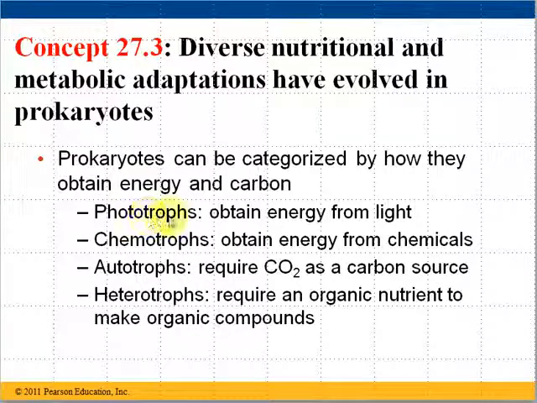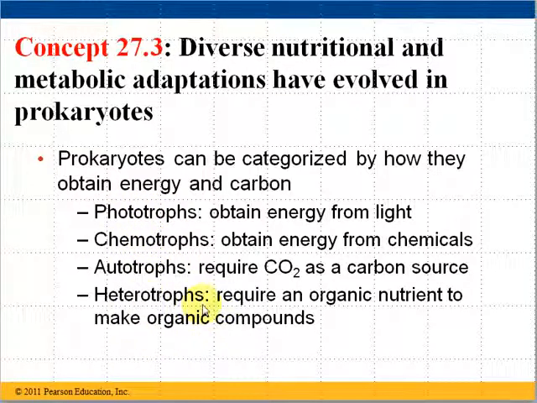So, for example, in the larger land plant and animal world, a plant is a phototroph. Compare that to a human or a dog, you would call them a chemotroph. They have to obtain their energy from chemicals. So a phototroph would be more like a plant, a chemotroph would be more like an animal.